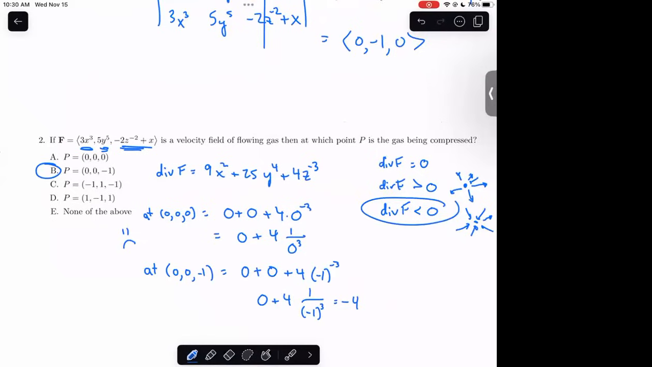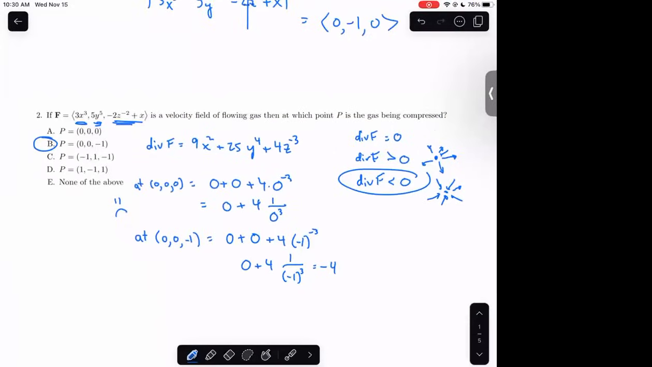Of course, you can check the other ones if you have extra time on your exam and verify that both C and D result in a positive answer. So B is the only correct result. But once I find an answer that works, I wouldn't necessarily spend the time plugging in C and D unless I had time to kill and wanted to double check that I have the correct result.